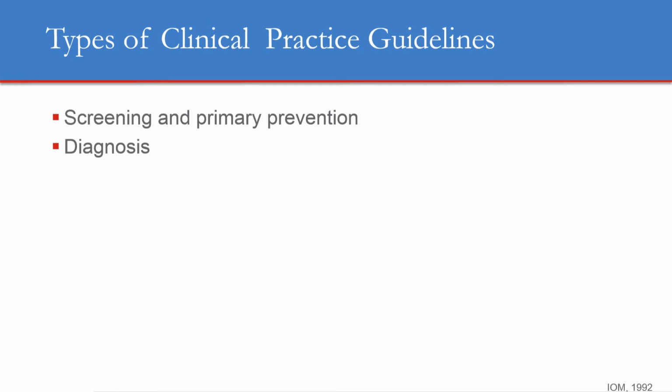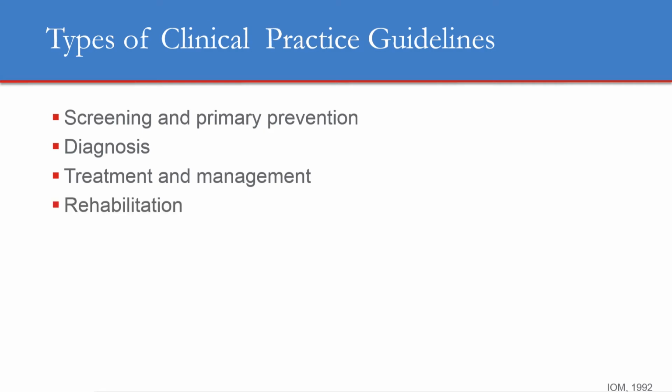For example, the American College of Rheumatology guideline on diagnosing rheumatoid arthritis. Guidelines may cover treatment and management of conditions, for instance, management of community-acquired pneumonia. Finally, they may be issued to guide rehabilitation programs, such as the Guidelines for Adult Stroke Rehabilitation and Recovery by the American Heart Association.